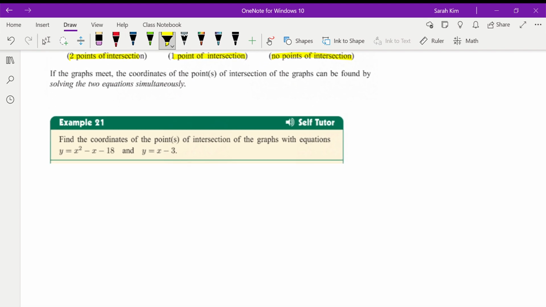We have to find the coordinates of the points of intersection of the graphs with these equations. We have a quadratic equation at the front and a linear equation. So what you need to do is just make them equal each other. They're both equal to y, meaning they equal the same thing. So quadratic equation equals the linear equation. And then what you need to do is move everything to one side. So I'm going to do minus x plus 3, minus x plus 3.